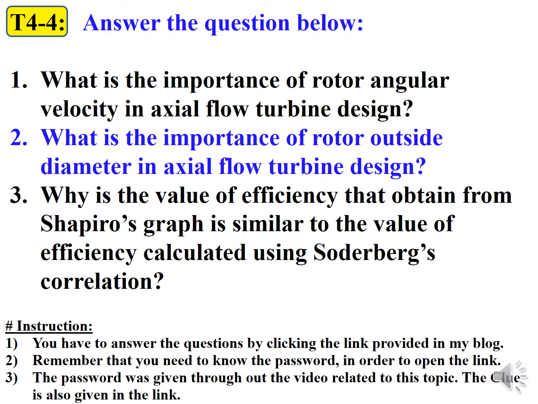Okay, in order to check your understanding for part number 4, chapter number 4, please answer the questions below. First question, what is the importance of rotor angular velocity in axial flow turbine design? Question number 2, what is the importance of rotor outside diameter in axial flow turbine design? Question number 3, is the value of efficiency obtained from the Shapiro graph similar to the value of efficiency calculated using Soderberg correlations?